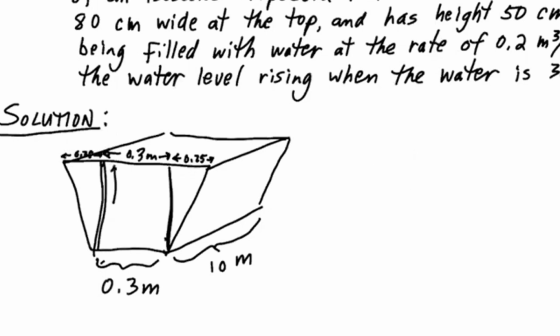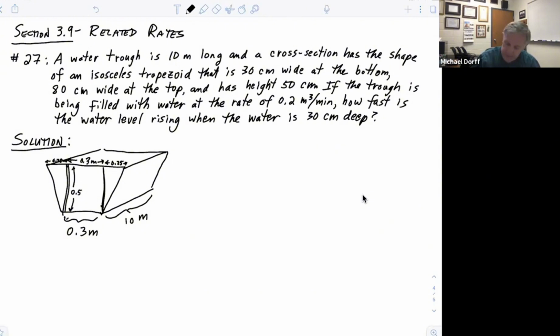The height is 50 centimeters, so that's going to be 0.5 meters here. And this is going to get filled with water. And so that water is going to have a certain height. That will be important because we're trying to figure out how fast the water level is rising, so we want to find dh/dt. It's also going to be helpful to use this variable here. We'll call this a, and that's that distance right there.